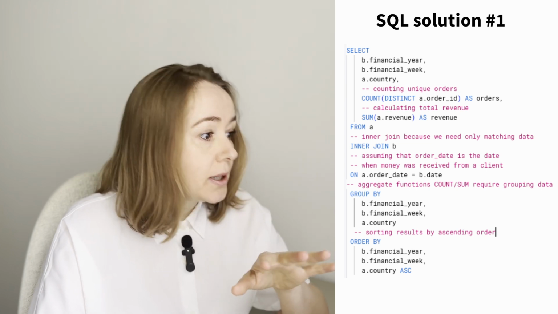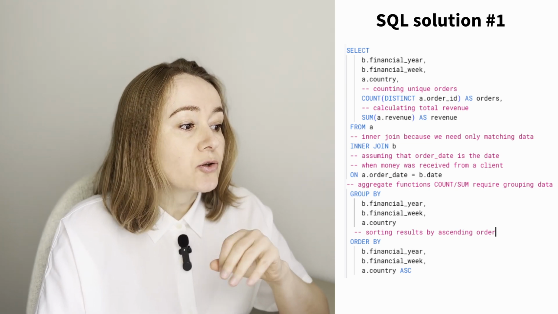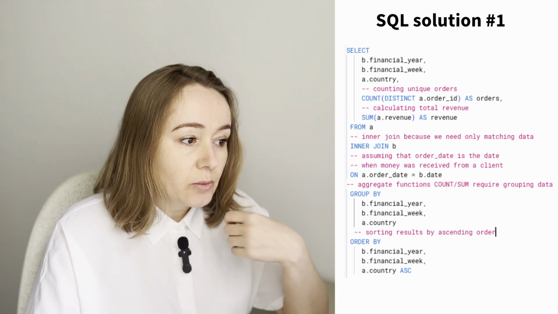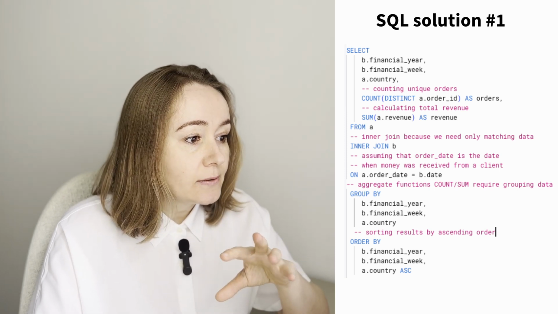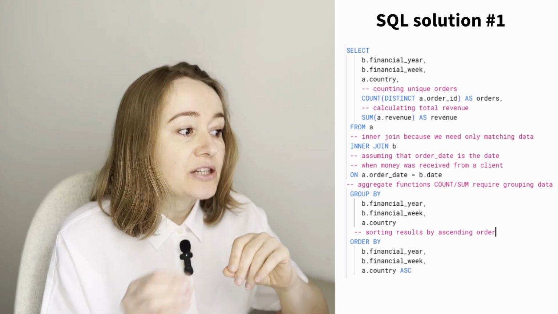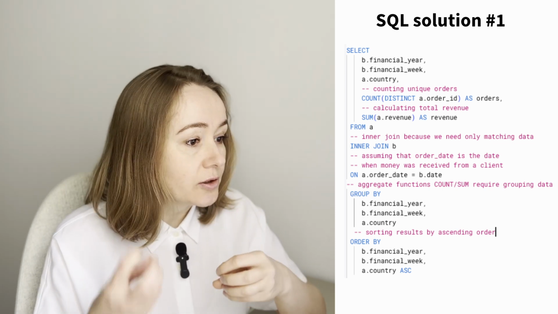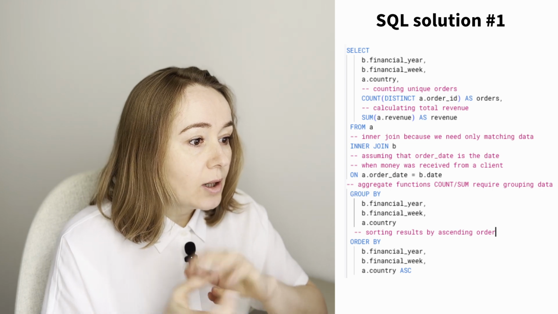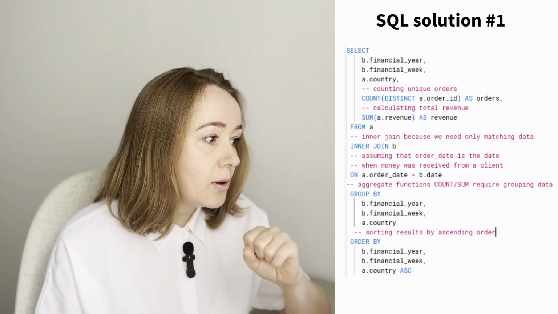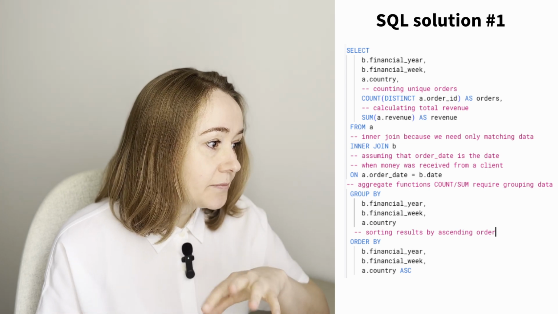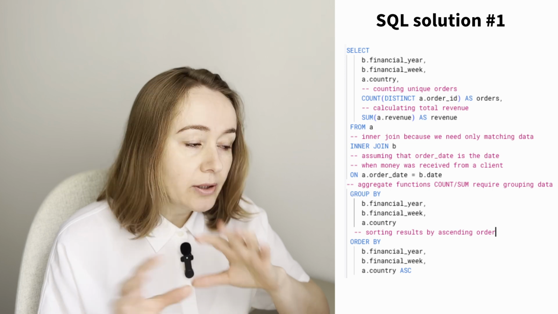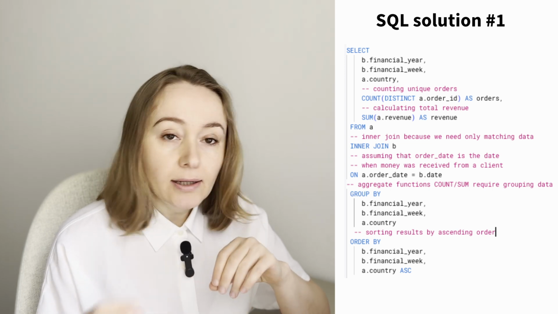So the crucial part here is the inner join. We only want to combine rows where there is a matching date in both tables, and that's the crucial element, and that's the reason why I used inner join. I'm assuming that the order date in the order information table represents the date the revenue was received, so we can join it with the date column in the calendar table.